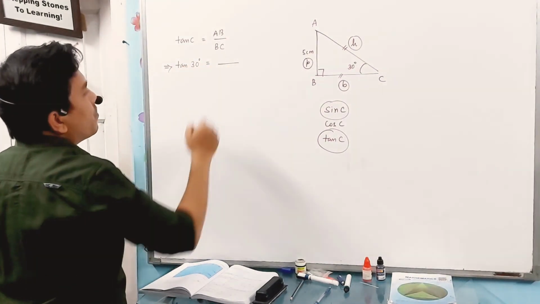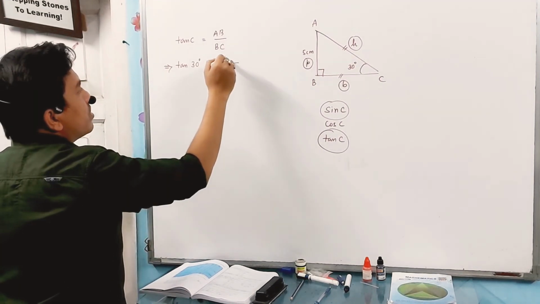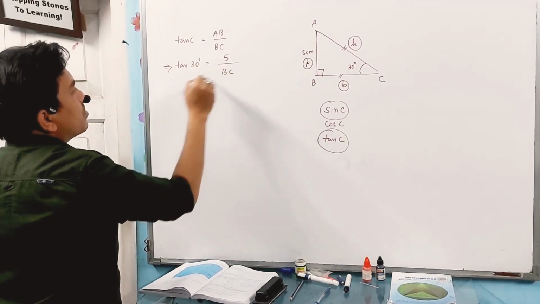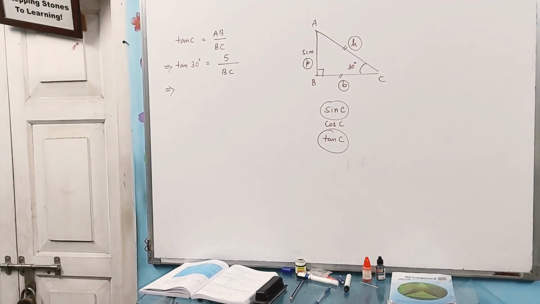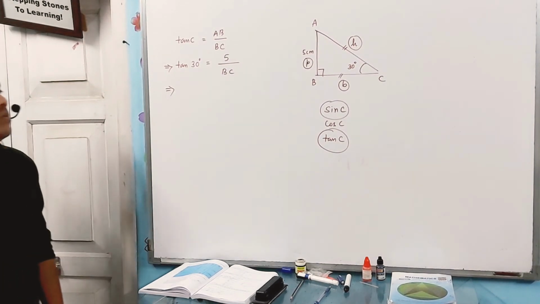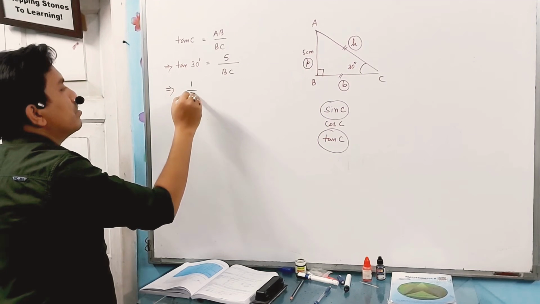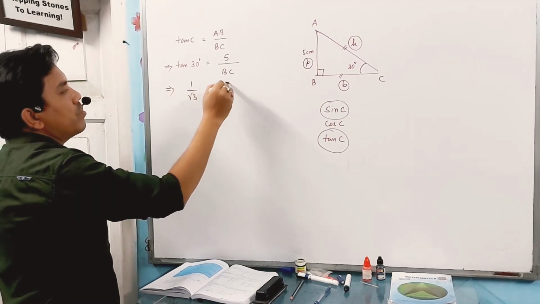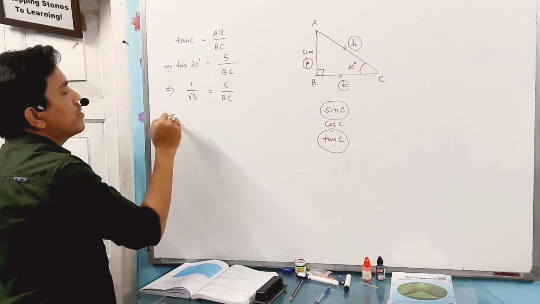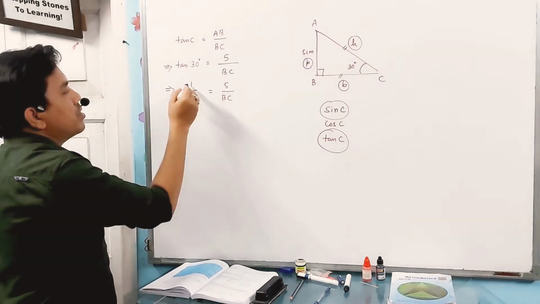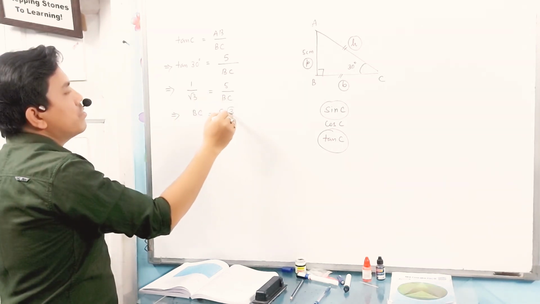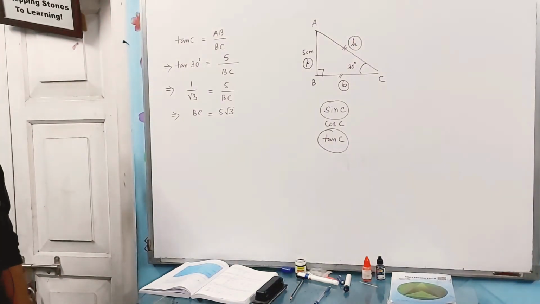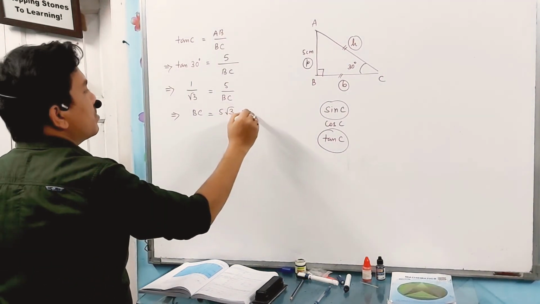So what we have to find out? We have to find out BC. AB value is already given, it is 5 by BC. Now we need to memorize that table for this. Tan 30 degree will be equal to 1 by root 3. So 5 by BC. Now let us cross multiply it. BC into 1 will be BC and 5 into root 3 will be 5 root 3. So we got the value of BC as 5 root 3 centimeter.